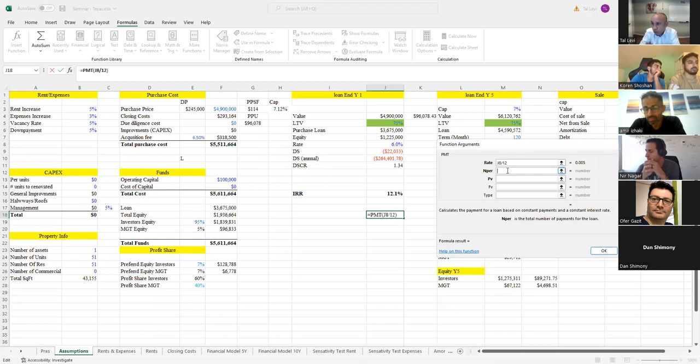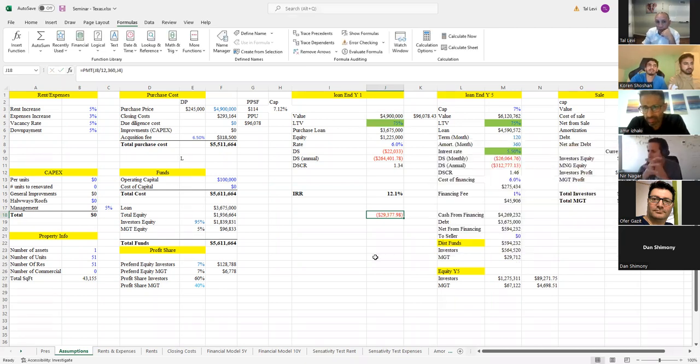And since the amortization is based on 30 years, the number of payments will be 360. Okay, sorry, 120. No, sorry, 360. We're doing all the payments over the years, and it's 30 years. And the present value is the amount of the loan that you're taking, $4.9 million. And what you are getting is a payment of $29,000.